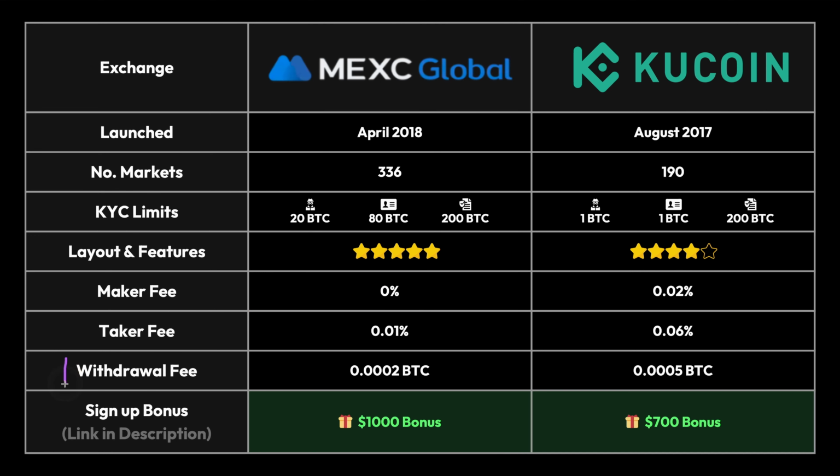Let's now also look at the withdrawal fees. I made a simple Bitcoin withdrawal, and on MEXC Global I had to pay 0.0002 Bitcoin. On KuCoin, it was 0.0005 Bitcoin. So also here, you're much cheaper on MEXC Global. Of course, you can always withdraw with other networks on these two platforms. For example, on the Tron network, you would have to pay $1 on both of these platforms. But if we're talking about Bitcoin withdrawal, you can see you're much cheaper on MEXC.